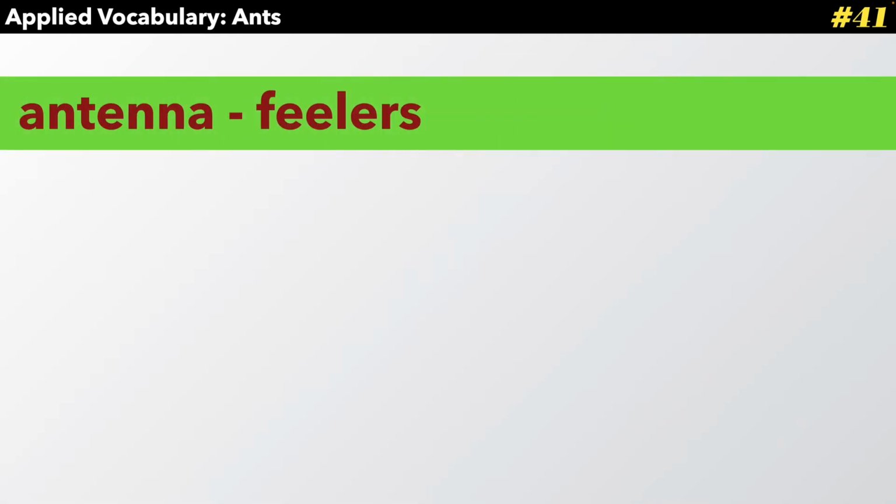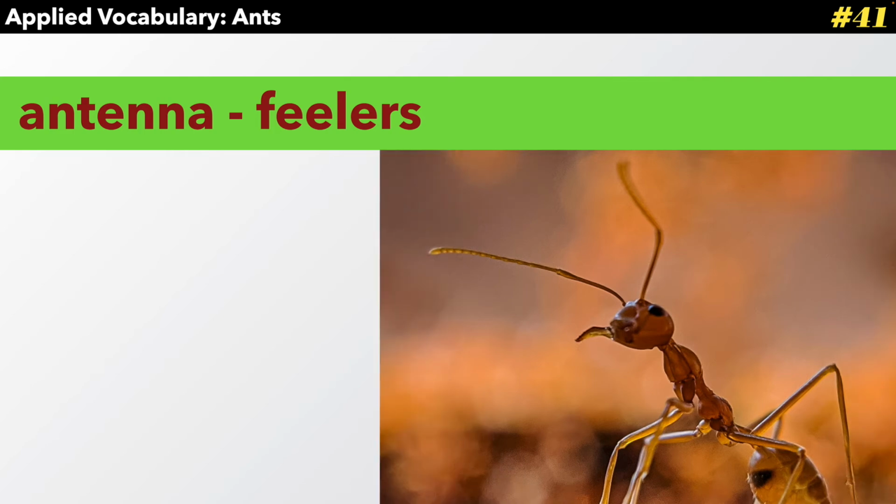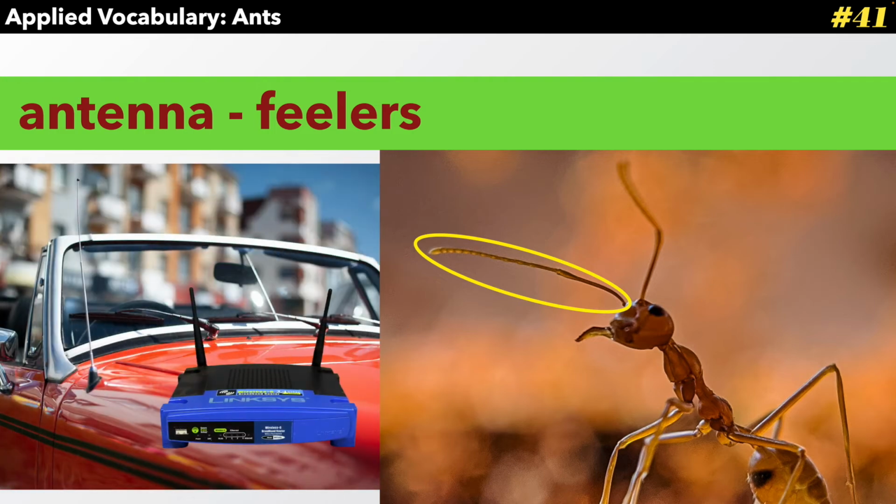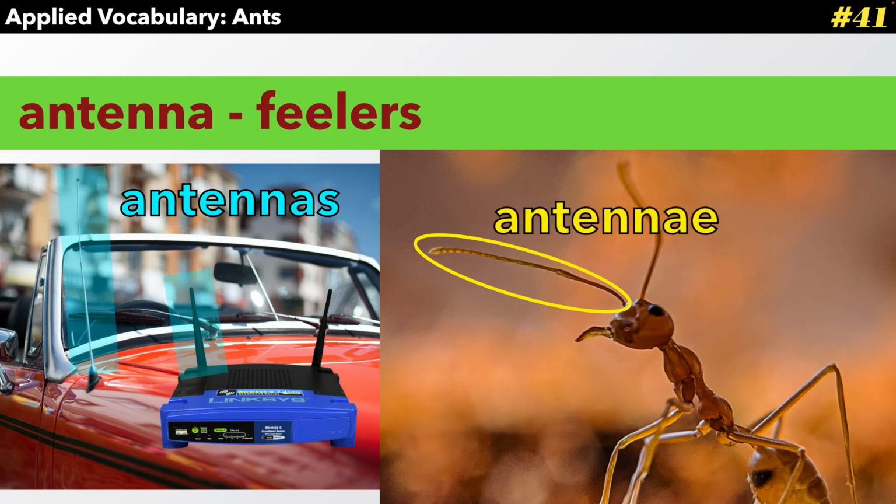We also have antennae, or feelers sometimes they're called. These long skinny things out the top of their heads. Cars and things like Wi-Fi routers also have these. The interesting thing about this is that in cars and Wi-Fi routers, the plural would be antennas with an S. But when it's on a living thing, like an ant, it's antennae is the plural. Antennae.